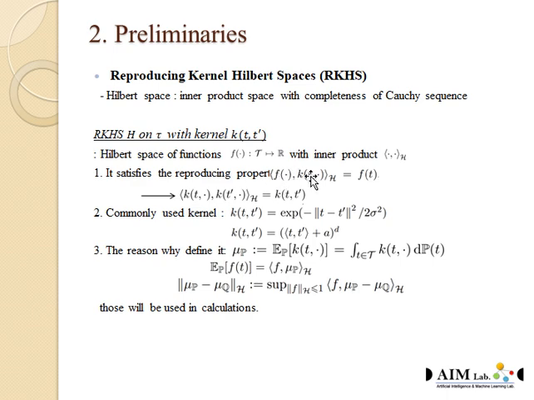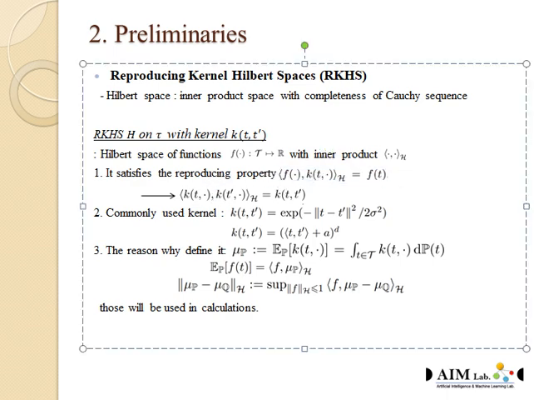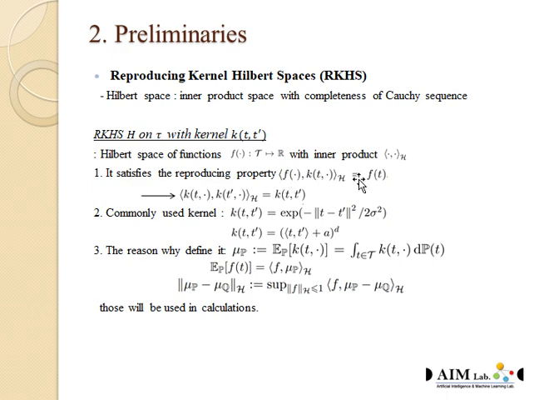First, the reproducing property is this one. The inner product of f and the kernel k of the space is f(t). So it reproduces f from the inner product. So naturally we can input f to k, which is k(t, t plus t prime).